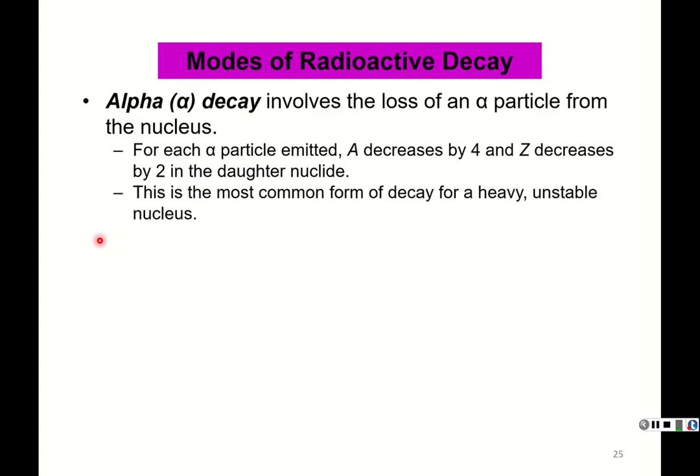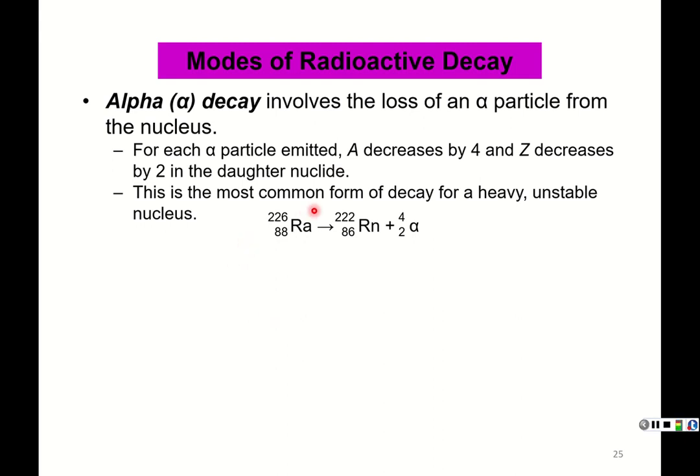So the modes of radioactive decay. The first mode we'll talk about is alpha decay, and it's abbreviated with the Greek symbol alpha. This involves the loss of what's known as an alpha particle from the nucleus. Each alpha particle emitted decreases A by 4, so the mass number decreases by 4. And Z, the charge or number of protons, decreases by 2 in the daughter nuclide.